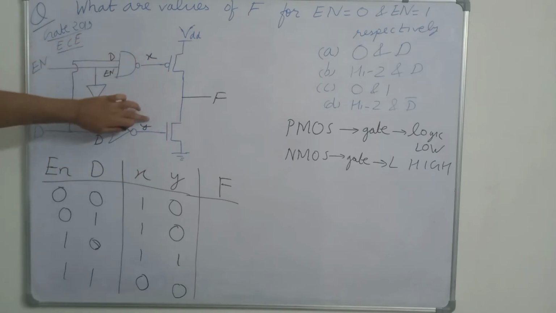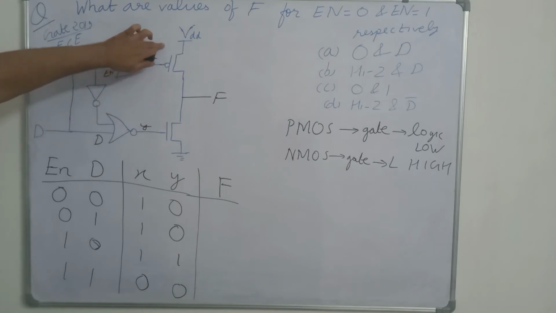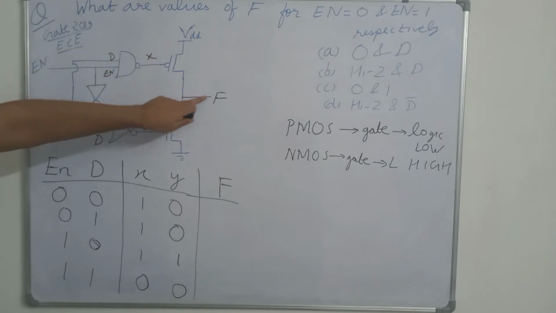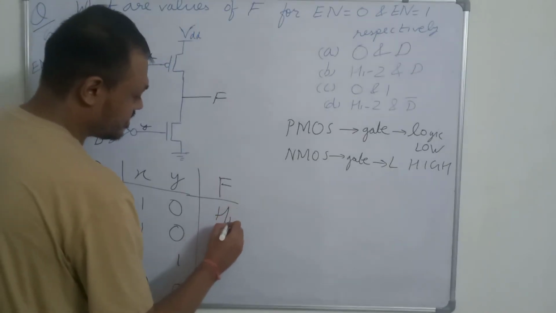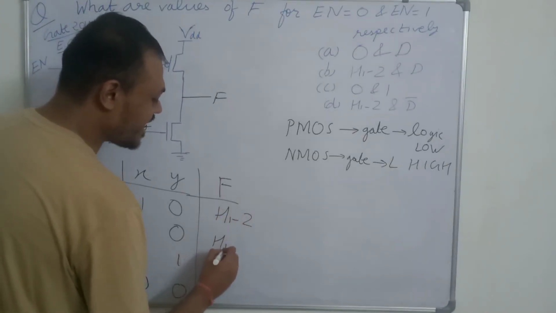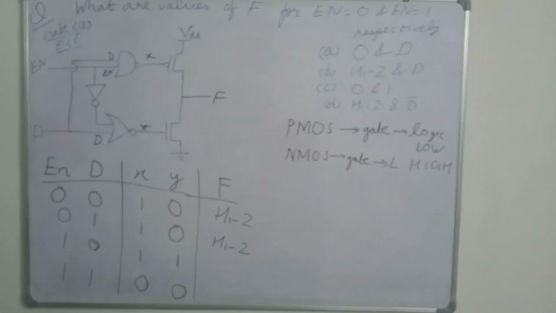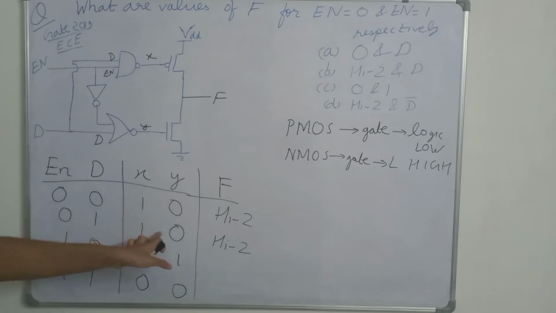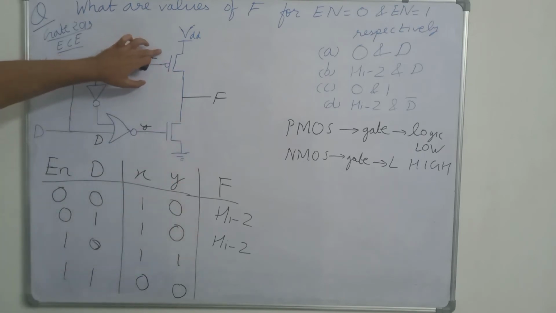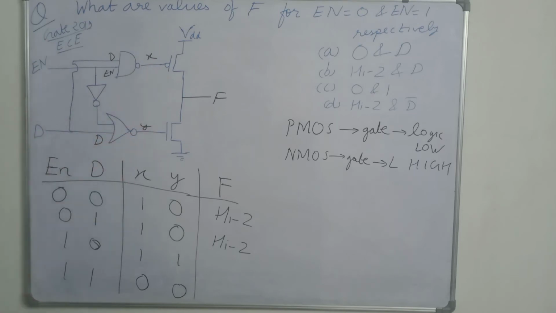When X is equal to 1, Y is equal to 0, then PMOS is not conducting, NMOS is also not conducting. So output is neither connected to supply nor to ground. So the value of output will be high impedance. So when enable is 0, then X is 1, Y is 0, and here also X is 1, Y is 0. So PMOS does not conduct and NMOS does not conduct. So this state is called the high impedance state.